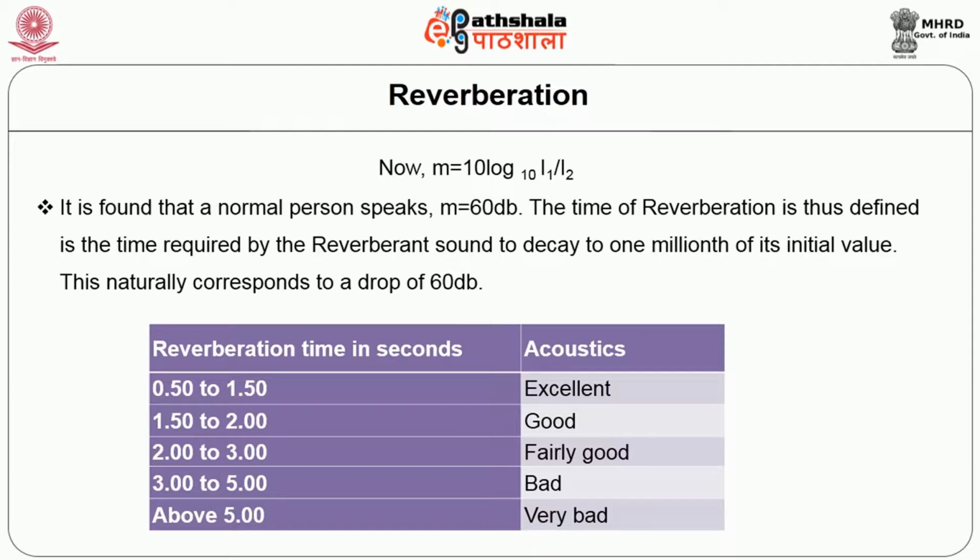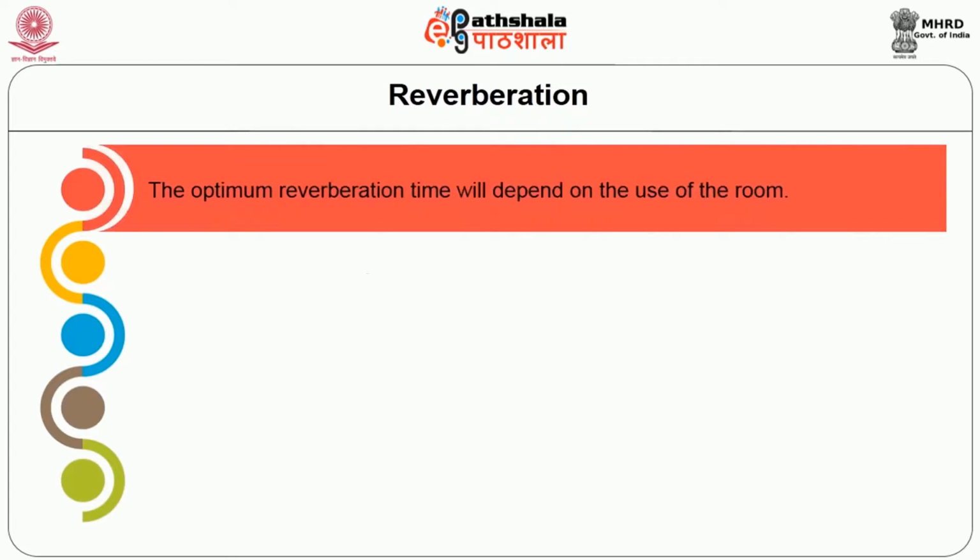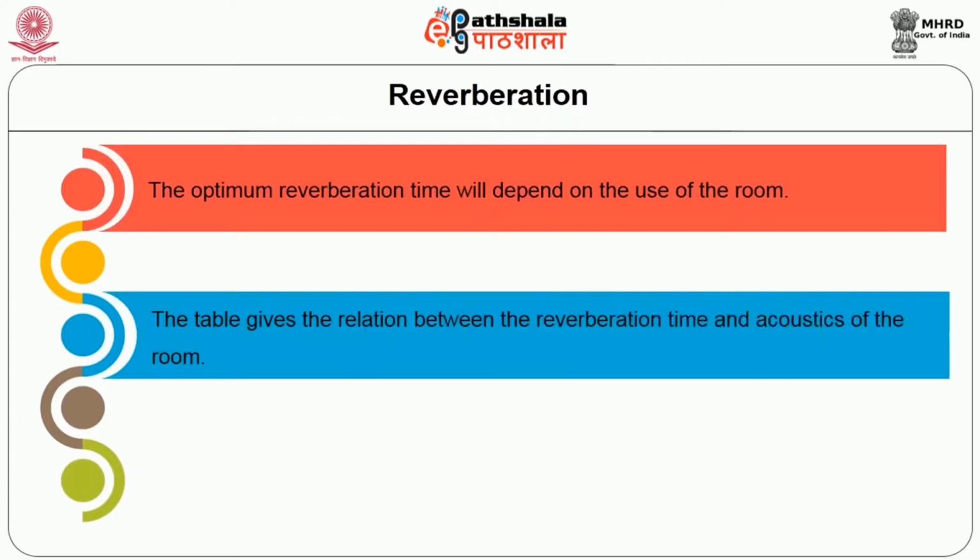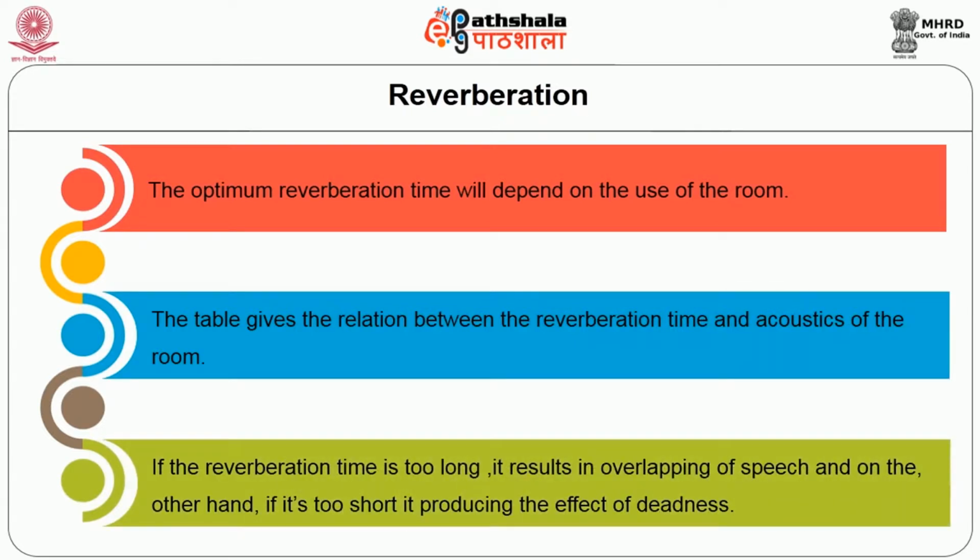Reverberation times and acoustics are given in the table. If the reverberation time is 0.50 to 1.50, the acoustic is said to be very good. And if the reverberation time is above 5, the acoustic is very bad. So, the optimum reverberation time will depend on the use of the room. The table gives the relation between the reverberation time and acoustic of the room. If the reverberation time is too long, it results in overlapping of the speech. We cannot hear clearly. If it is too short, it produces the effect of deadness.